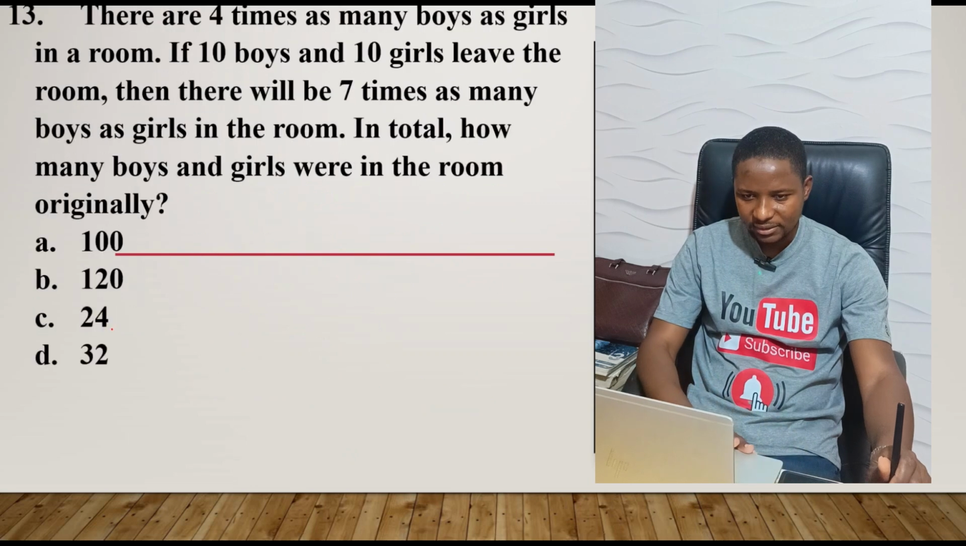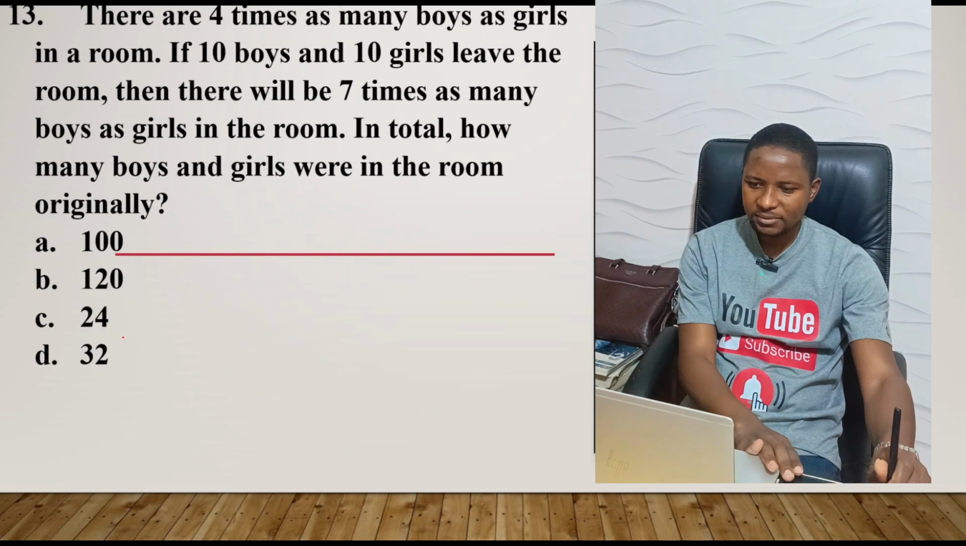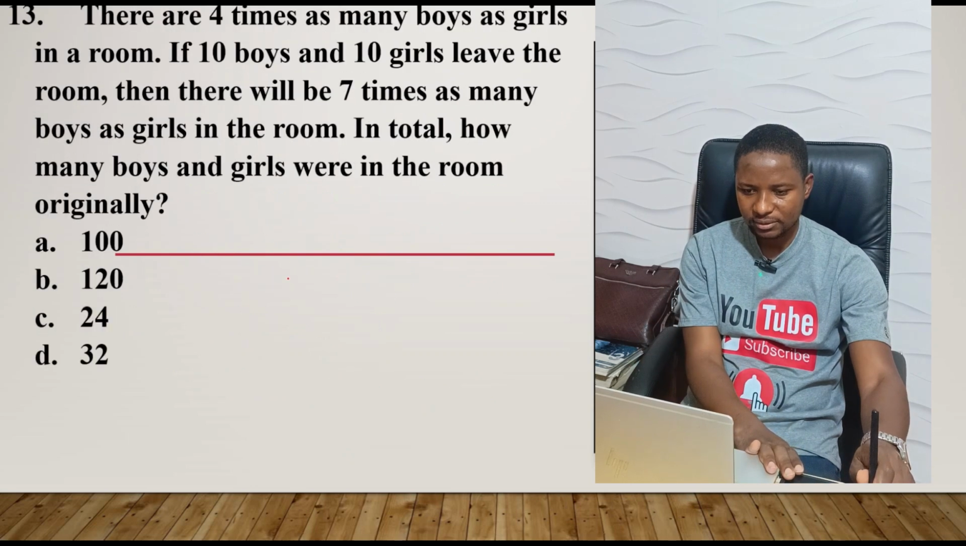Moving on to question 13. There are 4 times as many boys as girls. So that means the boys are more. So the boys are 4 times as many as the girls. So if I want to set a proportion as regards B, ratio of boys to ratio of girls.